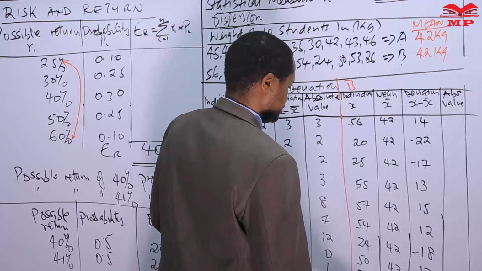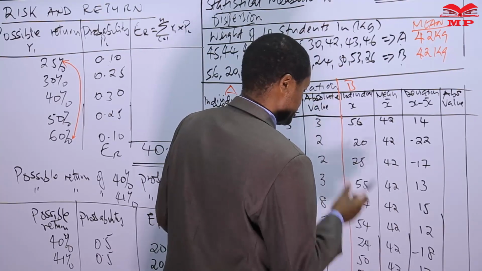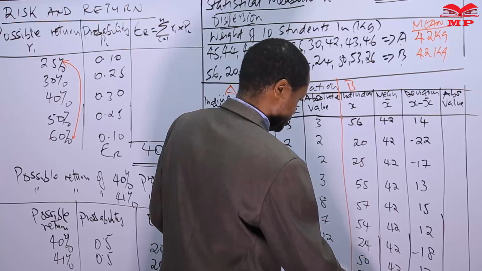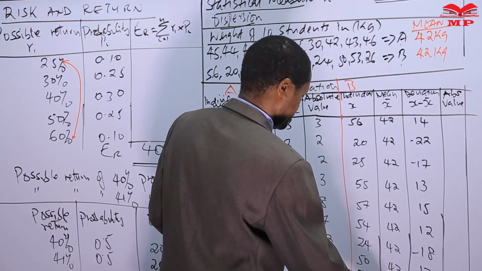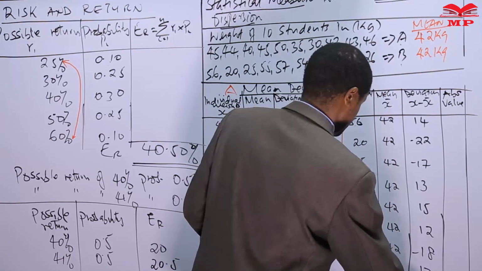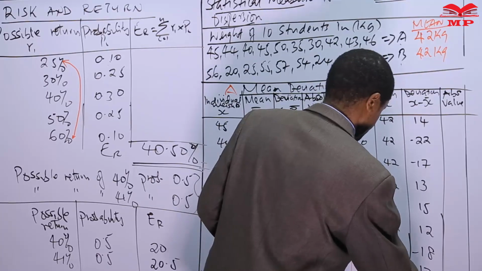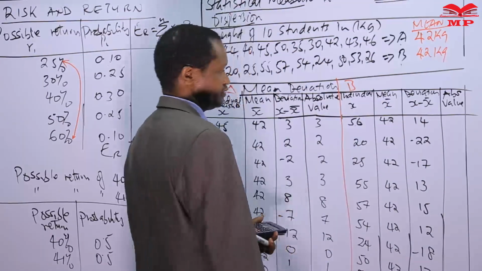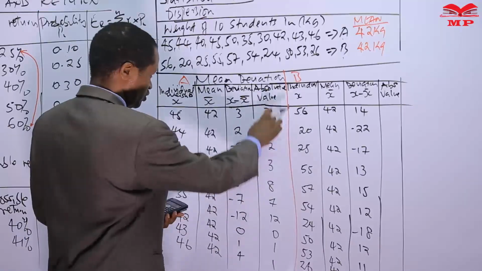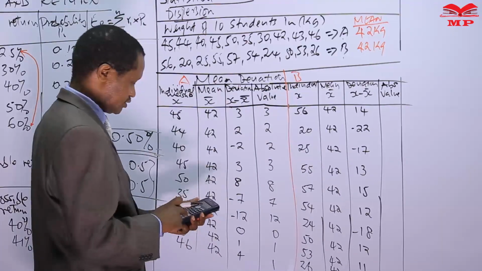Then lastly, 26 minus 42 would give me negative 16. We now proceed to add the absolute values.